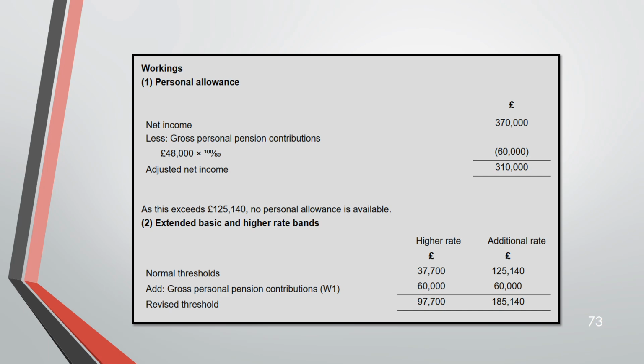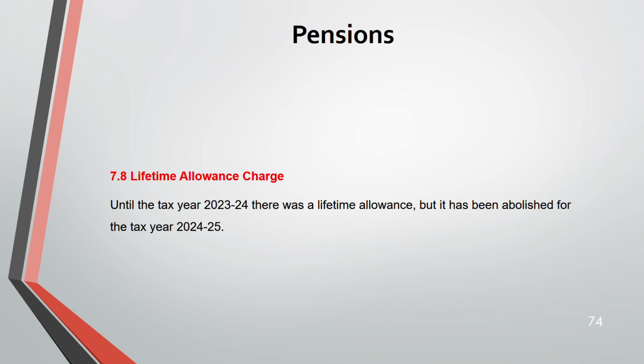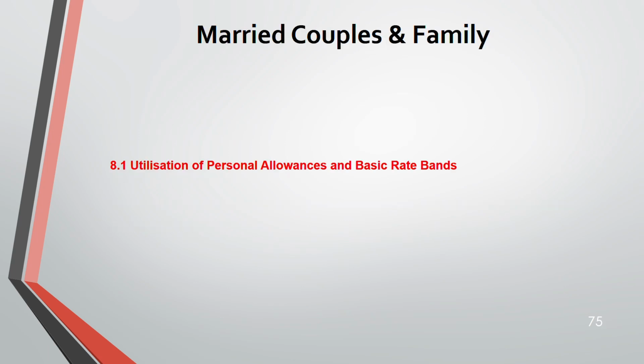And in the second working, we have extended the higher and the basic rate by the gross personal pension contribution, which we have calculated in working 1, which is 60,000. Next is lifetime allowance charge. Until the tax year 2023-24, there was a lifetime allowance. But thank God this year, 24-25, it has been removed, abolished. So you don't have to remember.